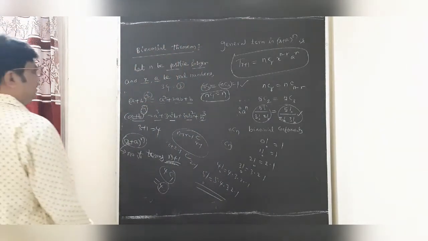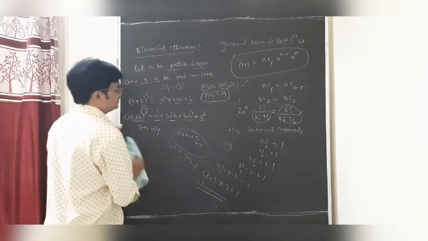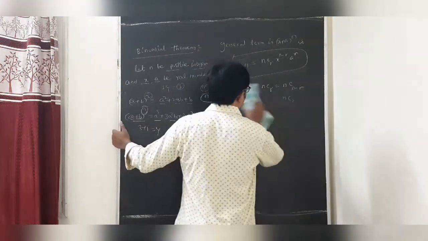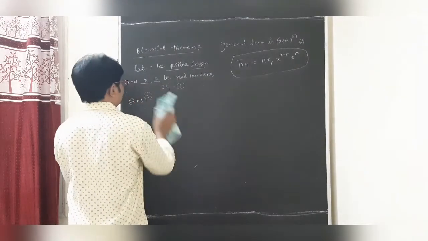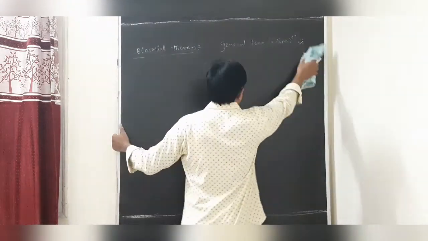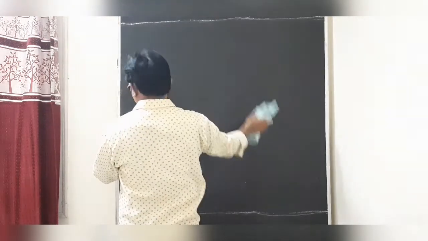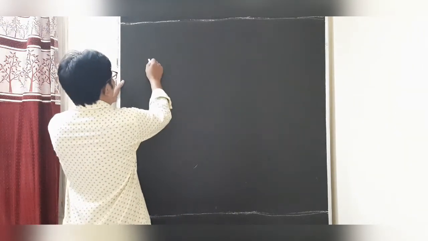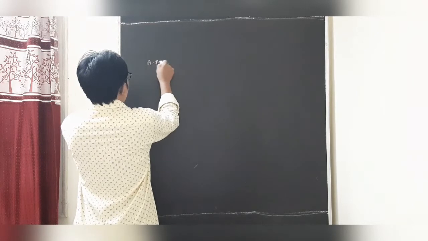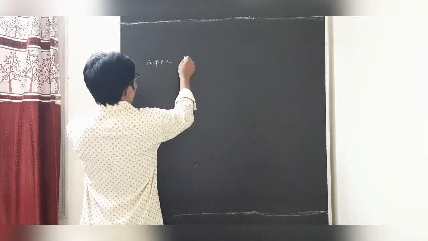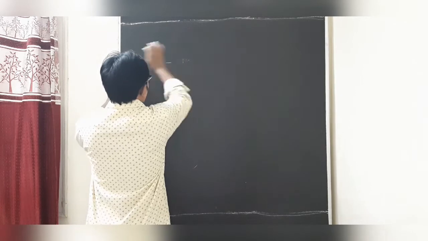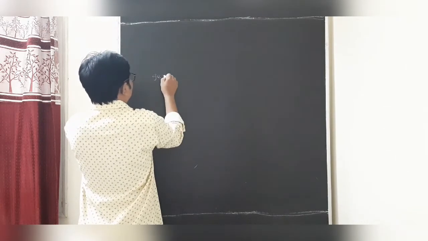Now what is the general term? The general term is T(r+1) = nCr x^(n-r) a^r. Dear students, in the expansion, this general term is from the beginning. Now the general term from the end: the formula is the (n minus p plus 2)th term.